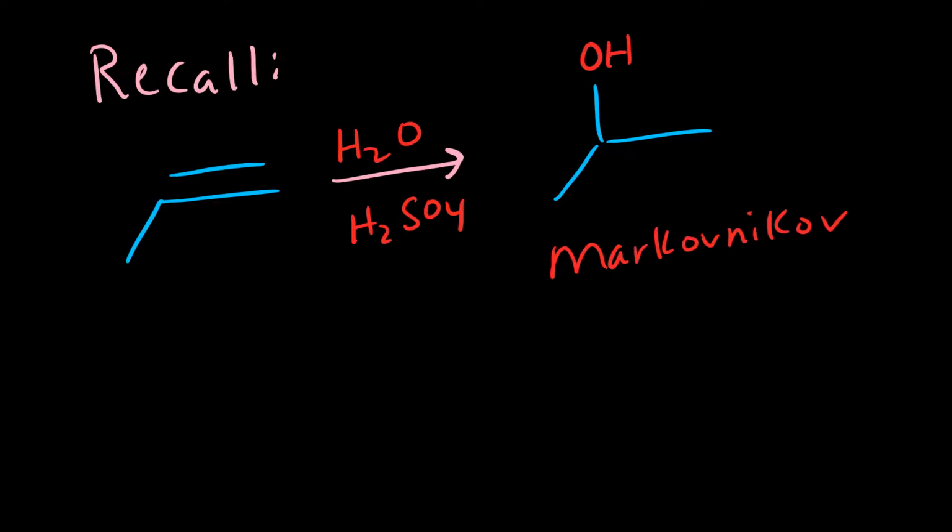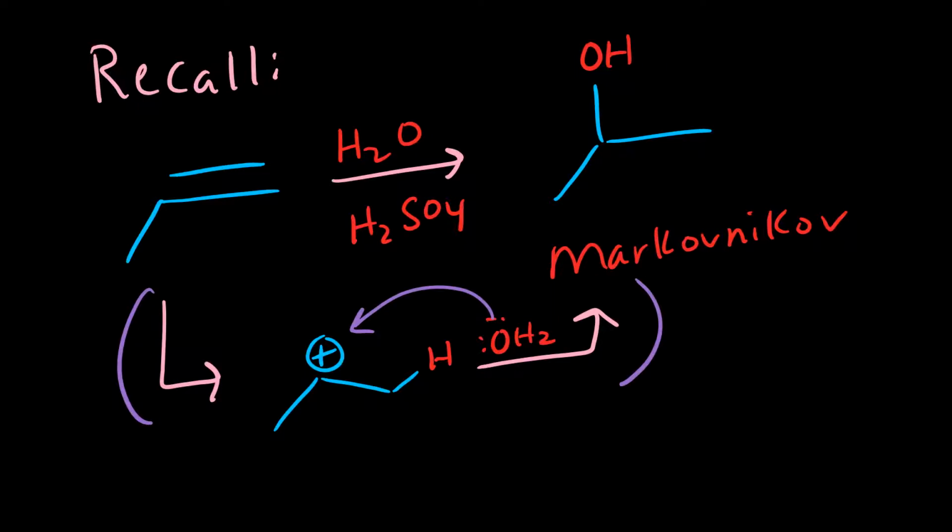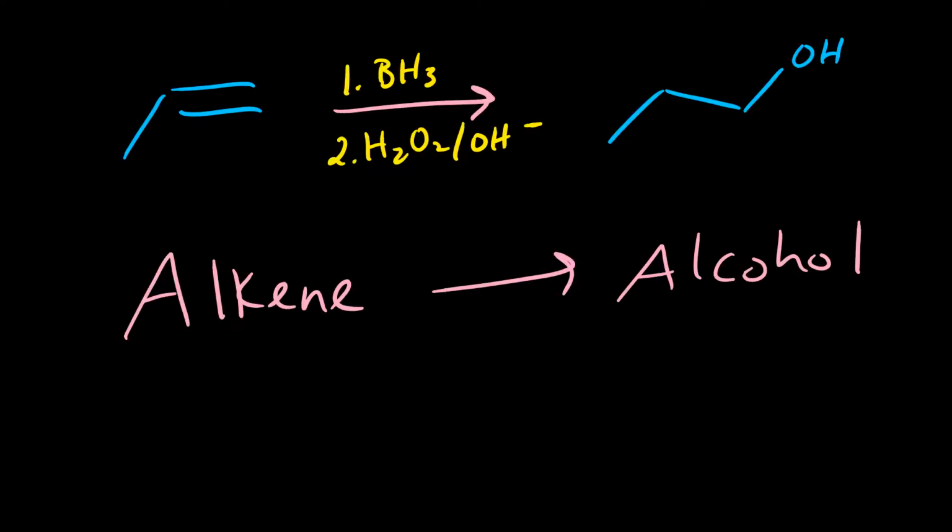Recall that when you hydrate under acidic conditions, you get the Markovnikov product where the hydroxyl group ends up on the more substituted side of the alkene. And if you can't remember exactly why that is, remember it protonates on the less substituted side, so the carbocation's on the more substituted side, and that's where the water is going to come in and attack. We're going to see that if you use hydroboration-oxidation, you get the hydroxyl group on the less substituted side of the alkene. So once again, this is an alkene to alcohol transformation.